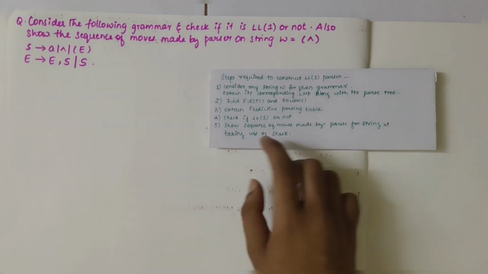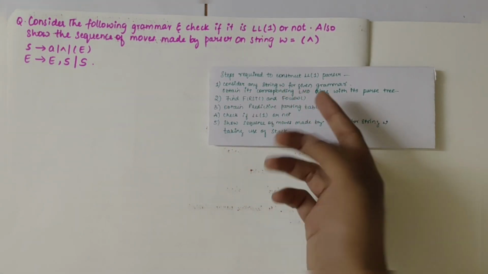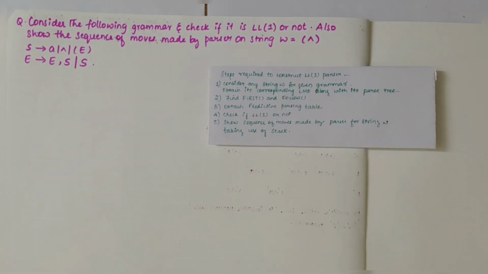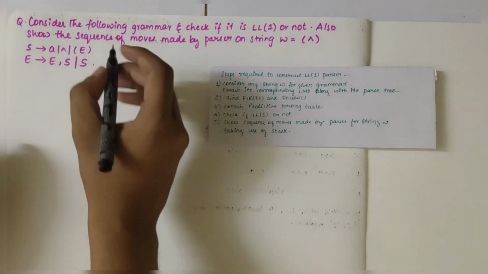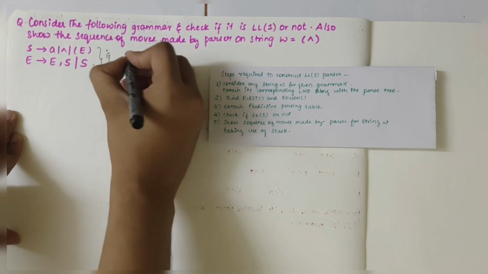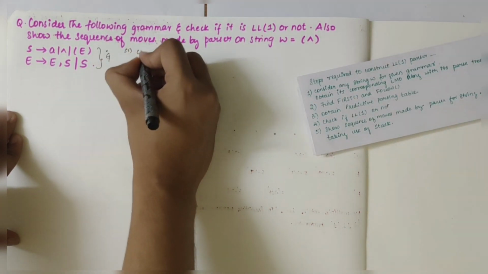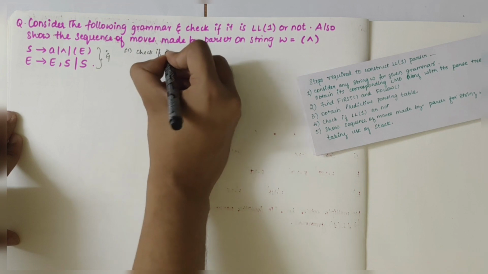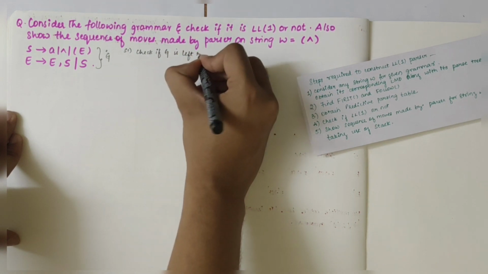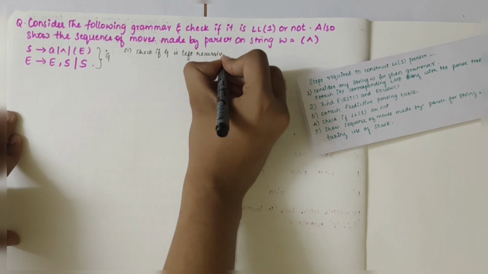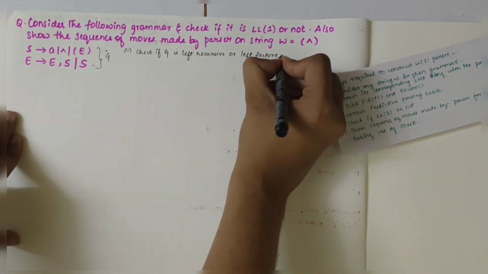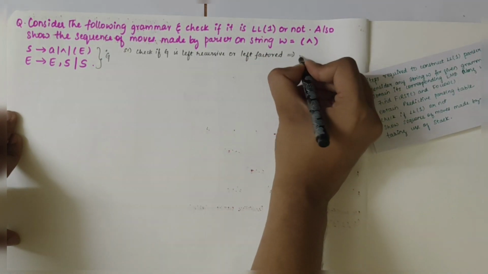So here I've written down the steps. The first step is to consider any string. The string is given here, so we need to obtain its LMD along with its parse tree. Before moving on to the first step, let's consider this as grammar G. Our first step would be to check if grammar G is left recursive or left factored. If yes, in that case we need to eliminate them.